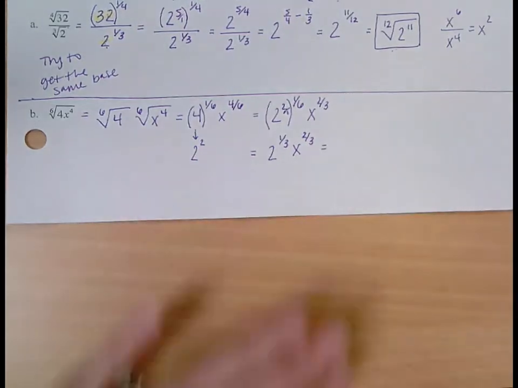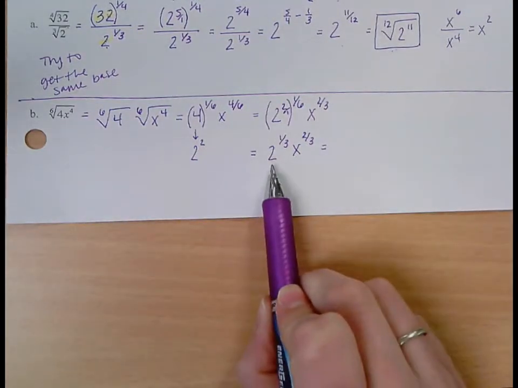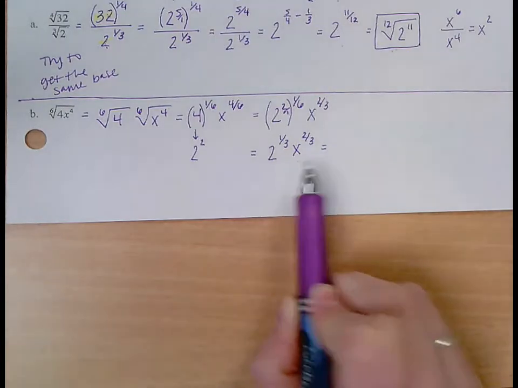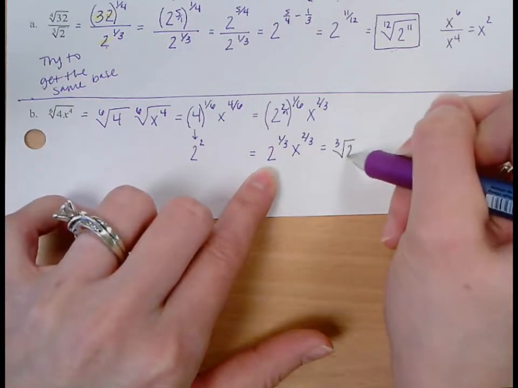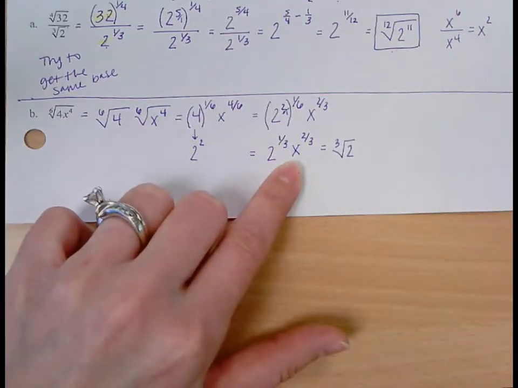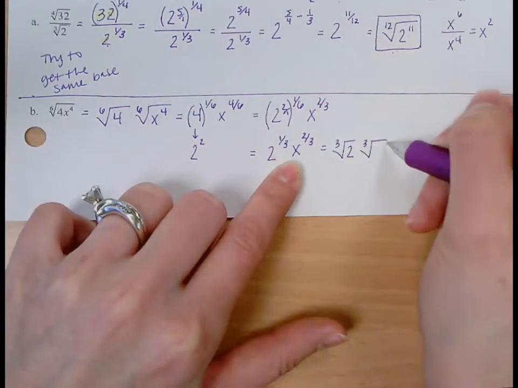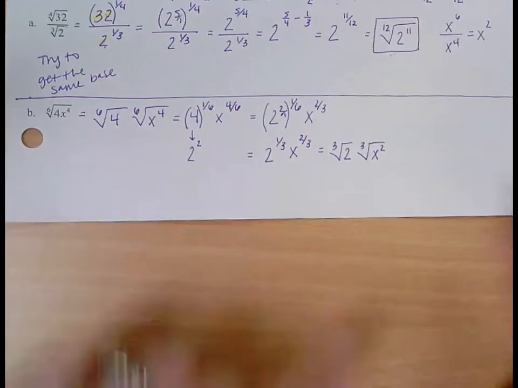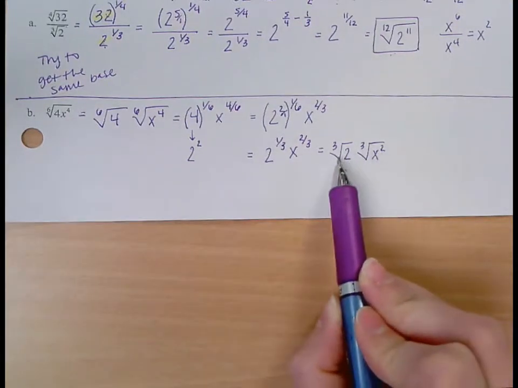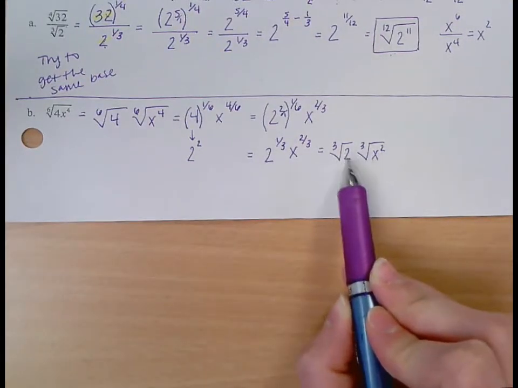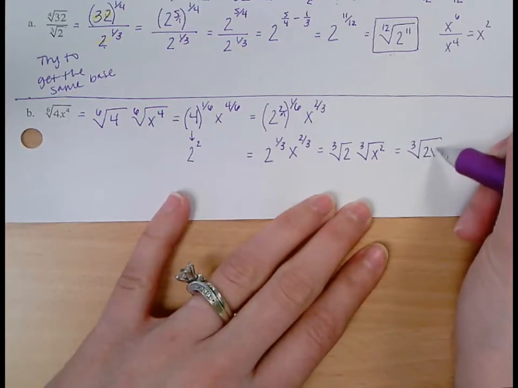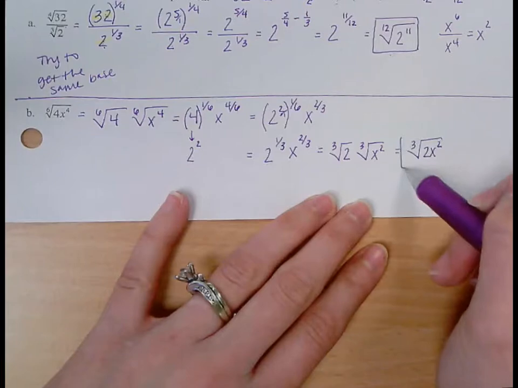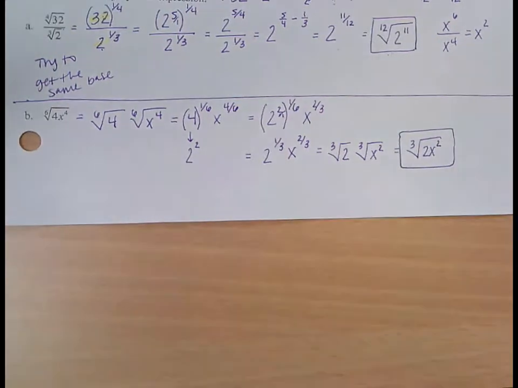So now if I go back into radical form, because there's no other way I can simplify the 2, and then x is just x. So 2 to the 1/3 is the cube root of 2, and then x to the 2/3 is the cube root of x squared. And then because they are both cube roots, I can combine it into 1. It's the cube root of 2x squared. And that would be the simplified radical.